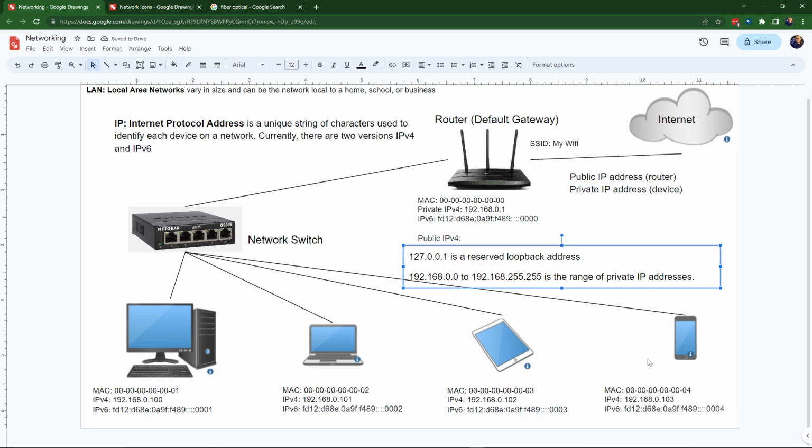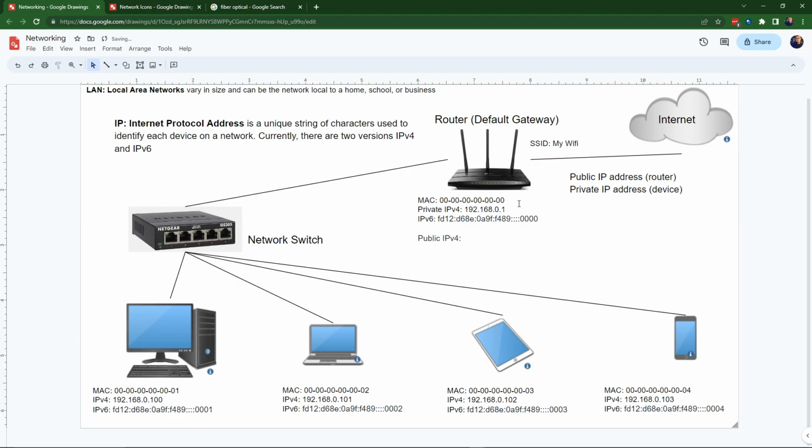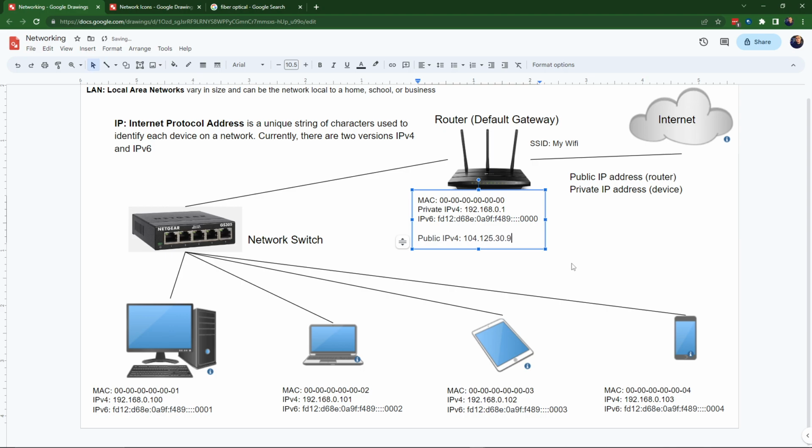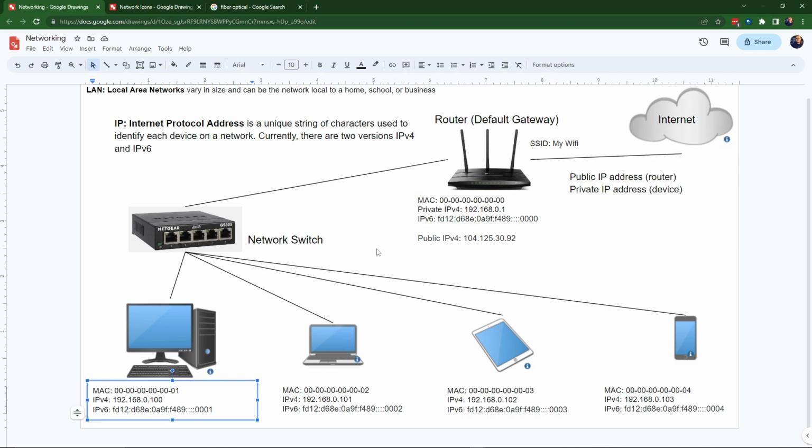So there are ranges of private IP addresses. We know that this has its own special IP address and allows all of these devices to connect to it. It also has a public IP address, which might be something like 104.125.30.92. It could be a number like that. And this is how things from the internet are going to come back and access the router. And then the NAT forwarding is going to translate this IP address here into one of these private IP addresses on your local network.